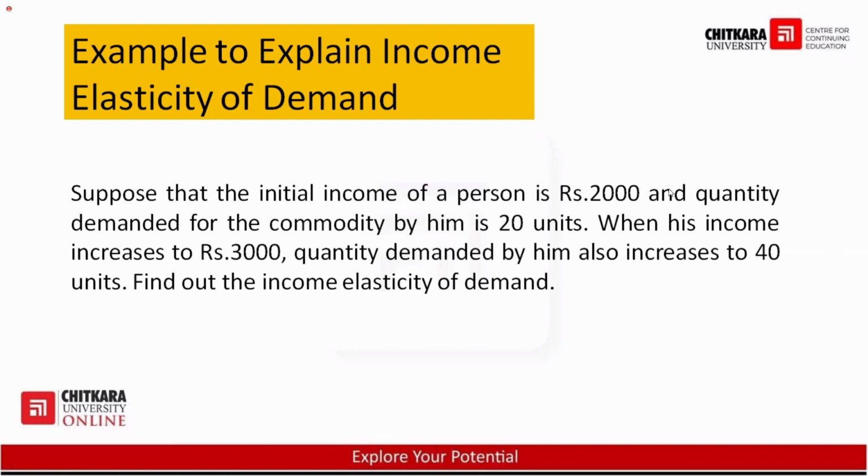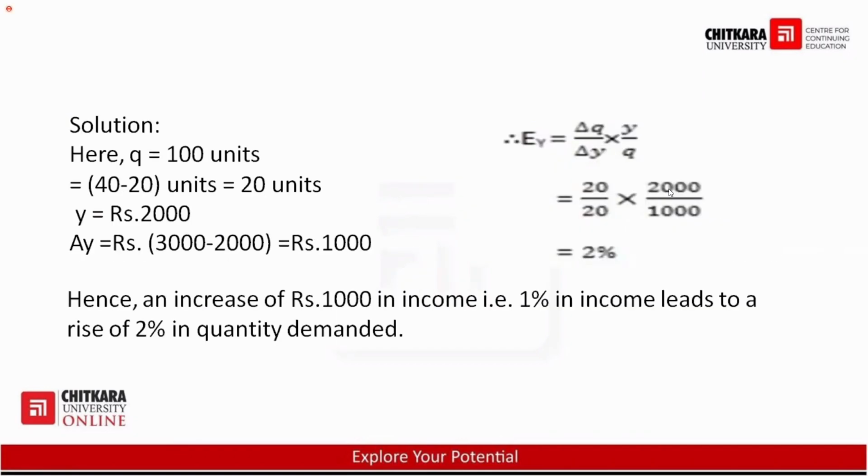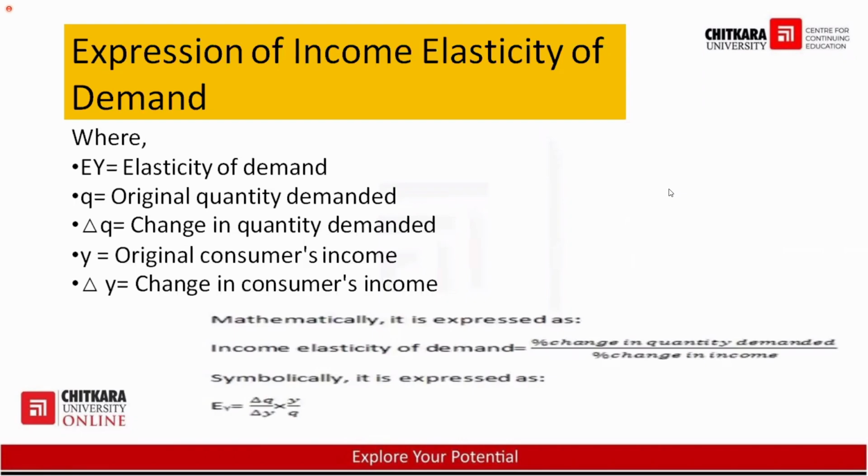Fine. So when your income increases to 3,000 rupees, your demand will increase because your income is increasing. In this case, suppose your demand increases to 40 units. Then how will you calculate the elasticity of demand? So this is the formula, delta Q divided by delta Y into Y divided by Q. This is the same; they have reversed it.